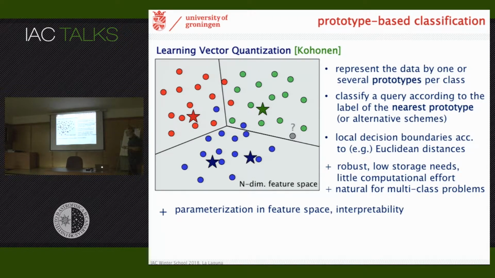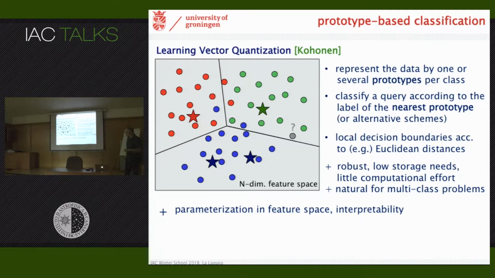And this is a natural tool also for multi-class problems, like the problem that we have with the SVM, as we discussed it yesterday in the questions, at least, is that it's a binary classifier. Well, this type here is a multi-class classifier by definition. You just need at least one prototype per class that you want to consider. That's a natural tool for multi-class classification.